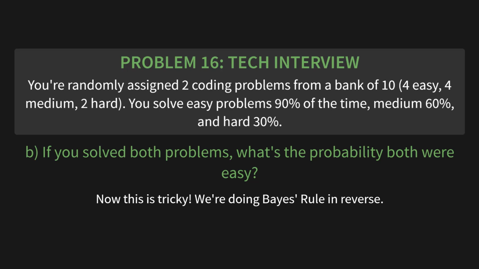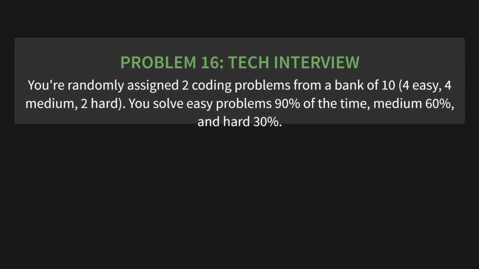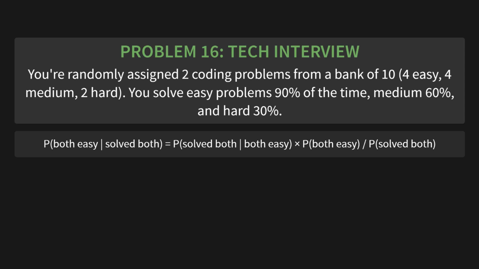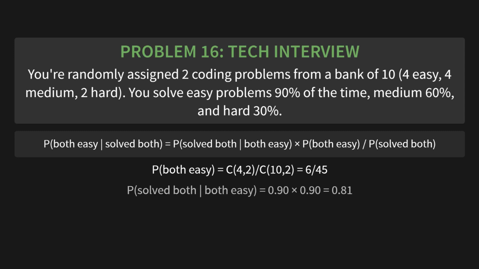Let me break it down step by step. First, what's the chance of getting 2 easy problems? Out of 10 problems, 4 are easy. So the ways to pick 2 easy problems, that's 6 out of 45 possible sets. Second, if you did get 2 easy problems, what's the chance you'd solve both? That's 90% times 90% equals 81%.